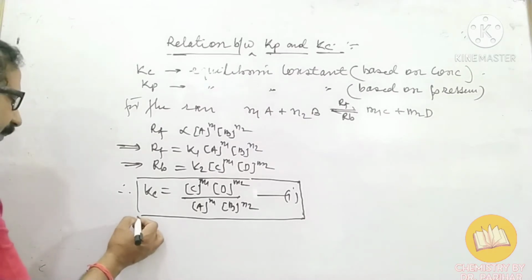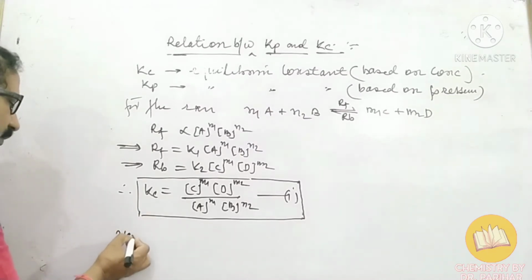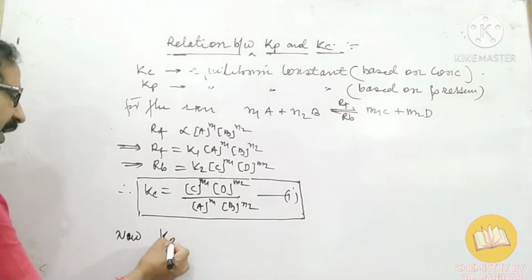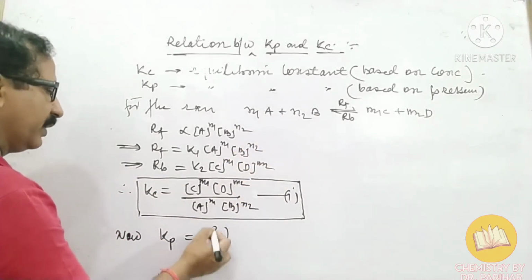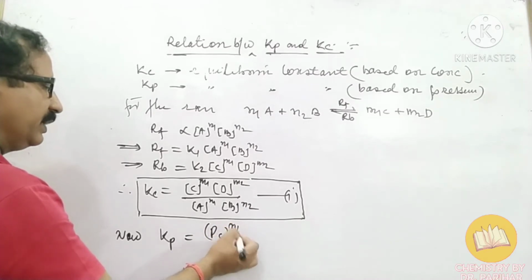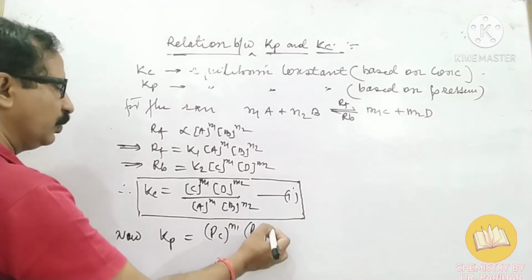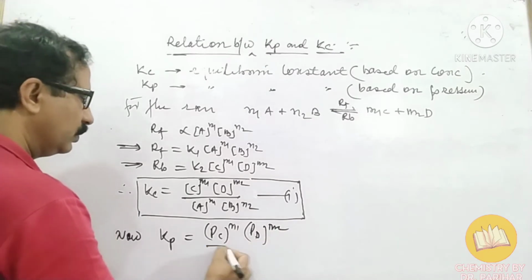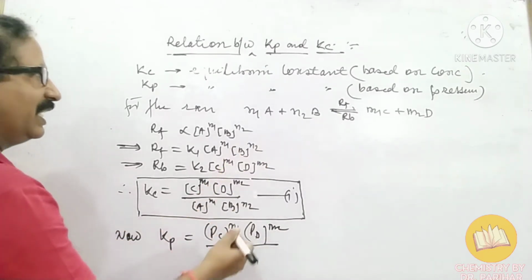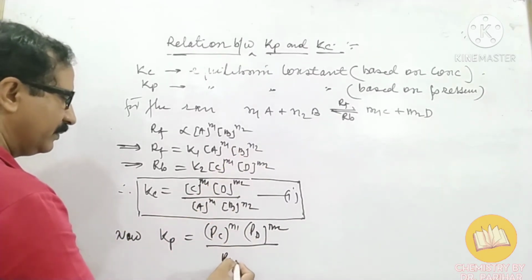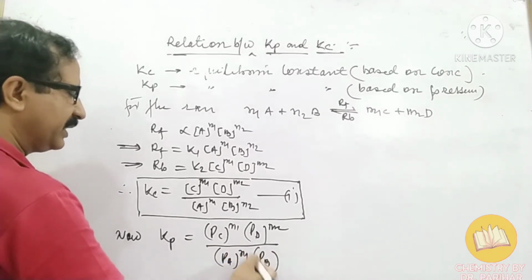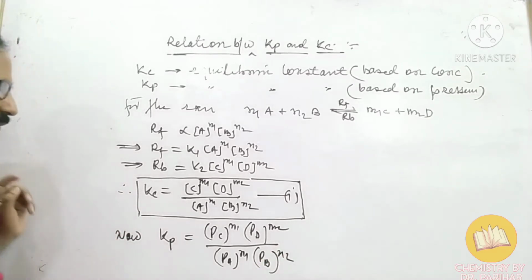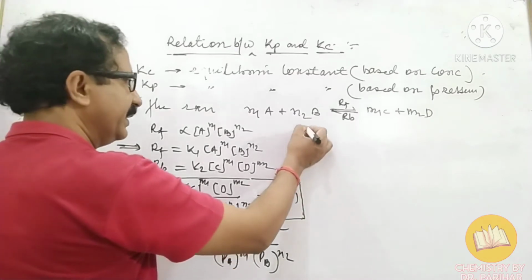Now for Kp, Kp is equal to partial pressure of C to power m1, partial pressure of D to power m2, whole upon partial pressure of A to power n1, partial pressure of B to power n2. This is the expression used to decide the value of Kp.